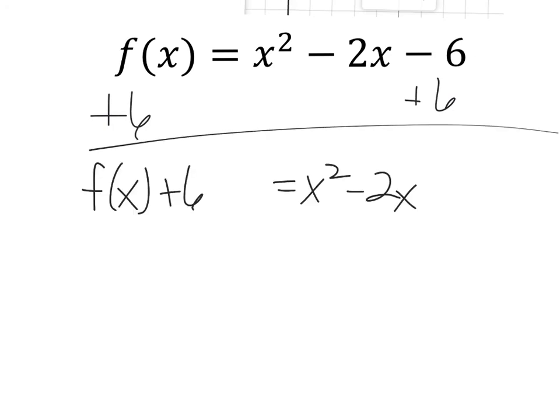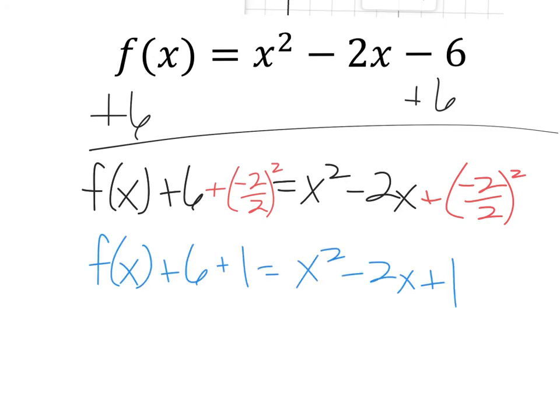And then I'm going to complete the square by looking at that b value. It's negative 2. And then I'm going to divide that by 2 and square it and add it in to both sides. So that's going to make f of x plus 6 plus 1, because negative 2 divided by 2 is negative 1. Squaring that turns it into positive 1. And then the right-hand side will be x squared minus 2x plus 1.